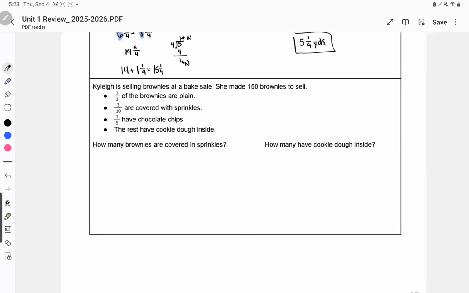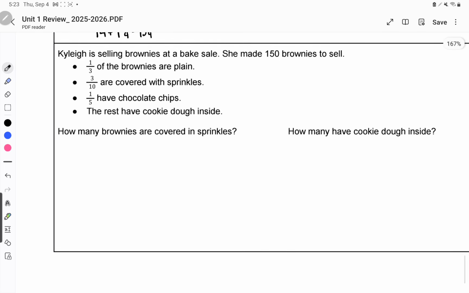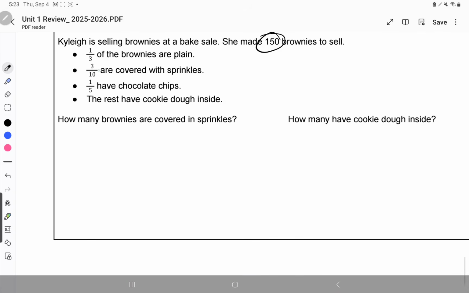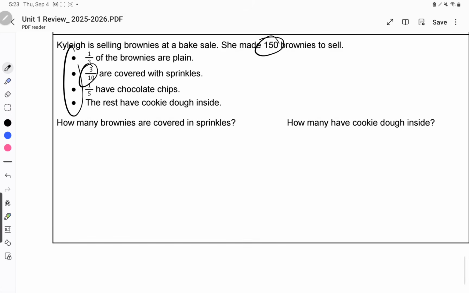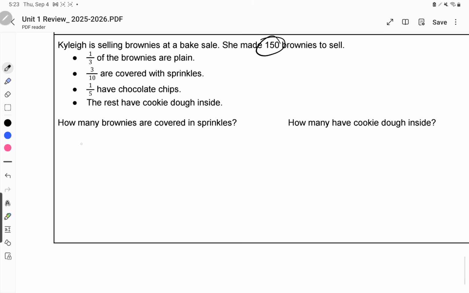So what we need to do, we know that 150 brownies are for sale, and 3/10 of them are covered in sprinkles. Usually when you see this right here with all of these dots, you're going to be multiplying, because 3/10 of the brownies are covered in sprinkles. So I do 150 times 3/10. Put that 150 over 1. Do tops times tops, bottoms times bottoms.